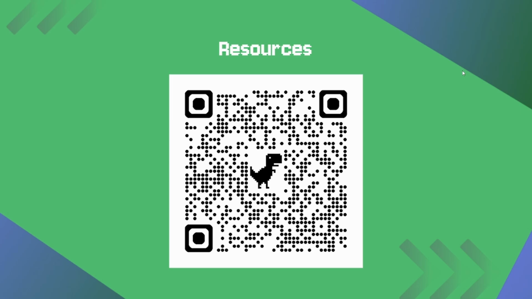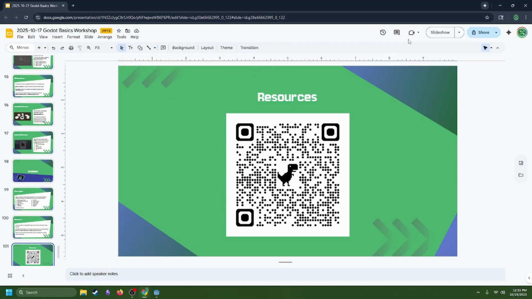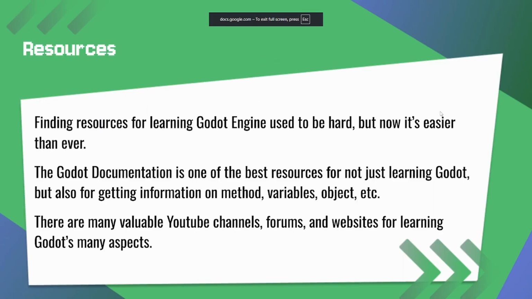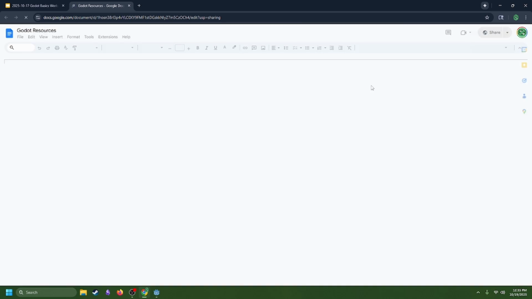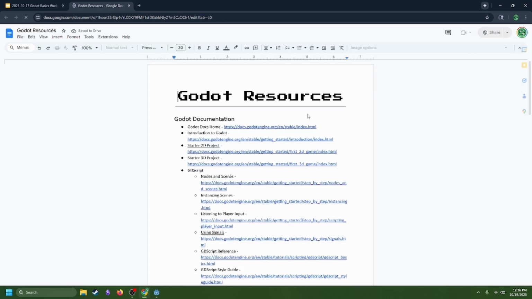And here I have this QR code, which has a directory that I made of some of my favorite and most used Godot resources. So, do I have the link here? I do not. Shoot. Or wait, no, I had it. It's over here. There we go. Yeah, so I have a big list of a lot of different resources that I found useful.